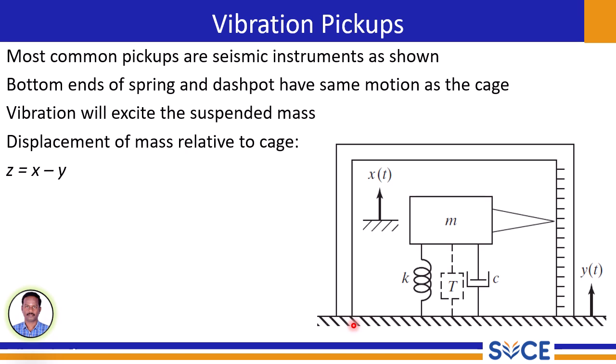The key measurement we are interested in is the relative displacement of mass and cage. This relative displacement is simply the difference between the absolute displacement of the mass x and the absolute displacement of the base y. Mathematically, we can express this as z equal to x minus y. Understanding this relative motion is fundamental to seismic vibration pickups. By measuring this relative displacement, we can infer the characteristics of the original vibration.